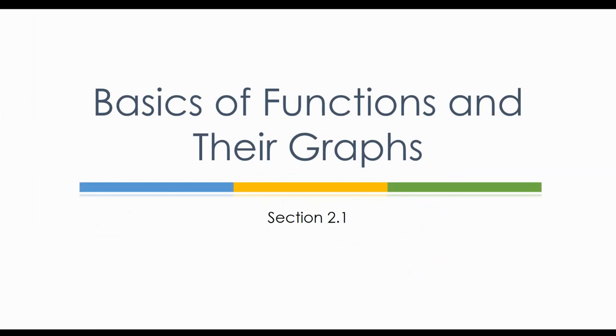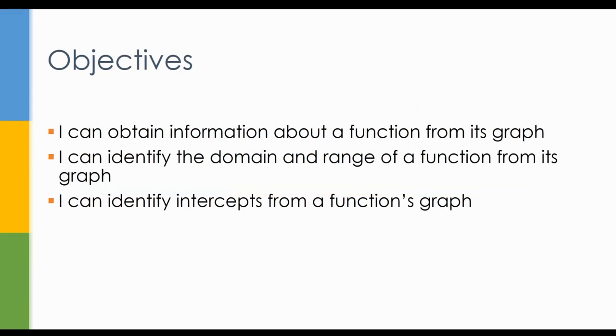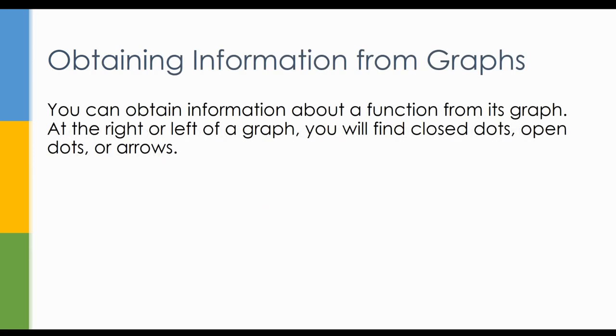So today we are going to still continue in section 2.1, which is still basics of functions and their graphs. Today we're going to obtain information about a function from its graph. We're going to identify the domain and range of a function from its graph, and we can identify intercepts from a function's graph. So, obtaining information from graphs.